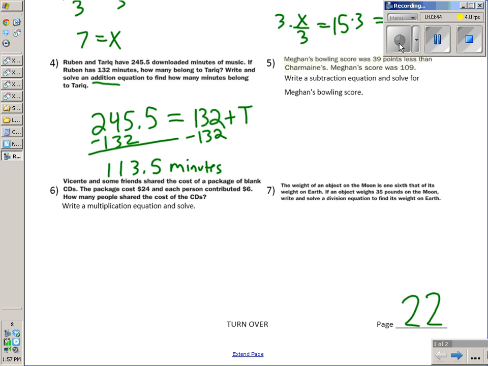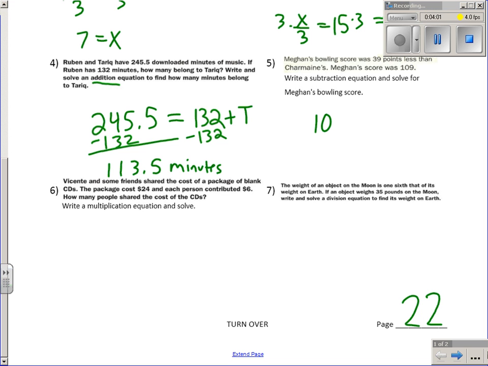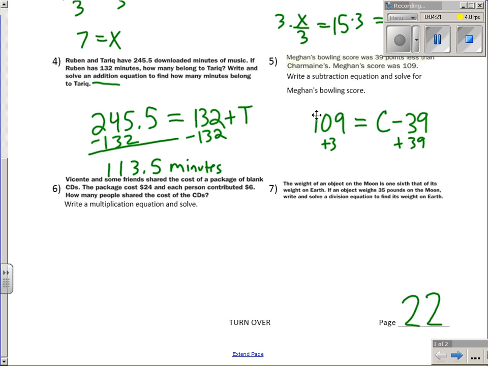All right, next problem says that Megan's bowling score was 39 points less than Charmaine's, and Megan's score was 109. So write a subtraction equation and solve for Megan's bowling score. All right, so we know that Megan's score was 109, and that score is 39 points less than Charmaine's. So we would represent that as C minus 39 to show that that is 39 less than Charmaine's. Now we need to go ahead and solve for the variable, so we add 39 to each side, and we know that Megan's bowling score was 148.